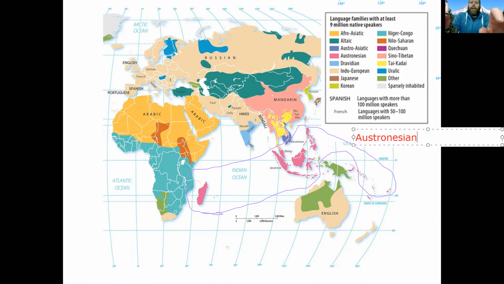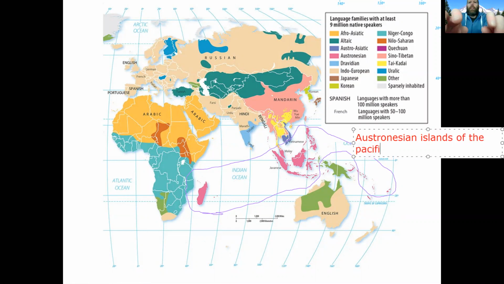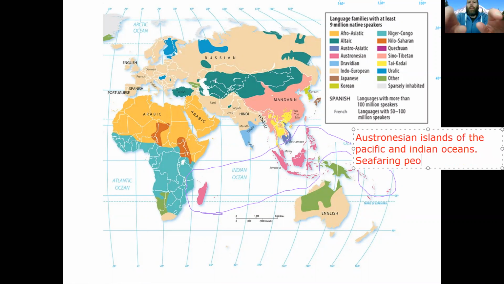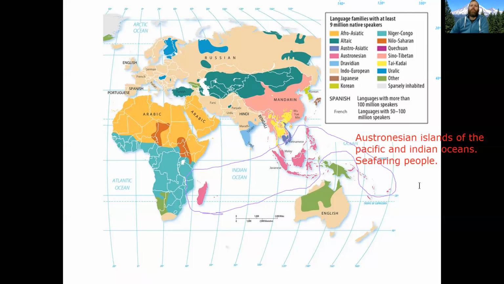And we'll see this, it's in the islands of the Pacific and Indian Oceans. So these were like a seafaring people. A lot of these people got around because they traveled around by boat and from different places.